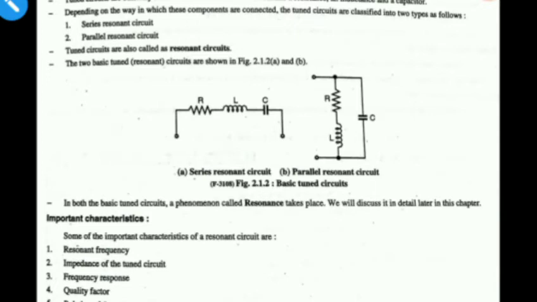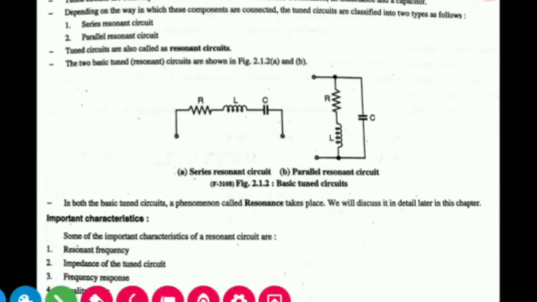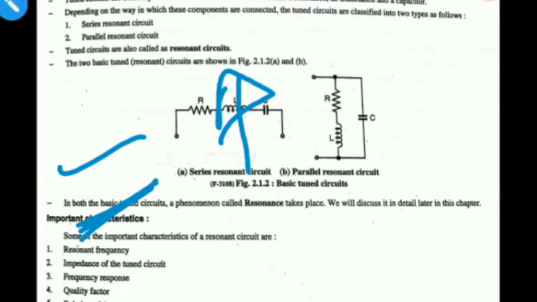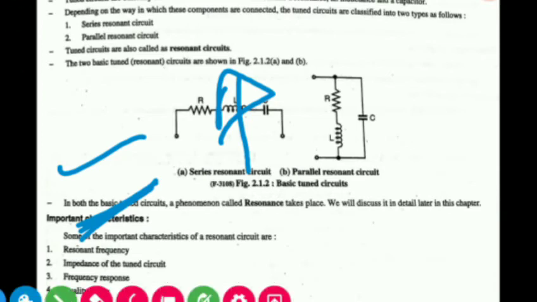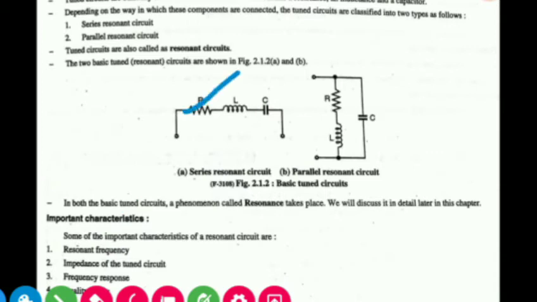First, what is a resonance circuit? A resonance circuit is a type of circuit which has low input impedance. So this is called a resonance circuit. Depending upon the structure, there are two types of tuned circuit: the first is series, and the other is parallel.